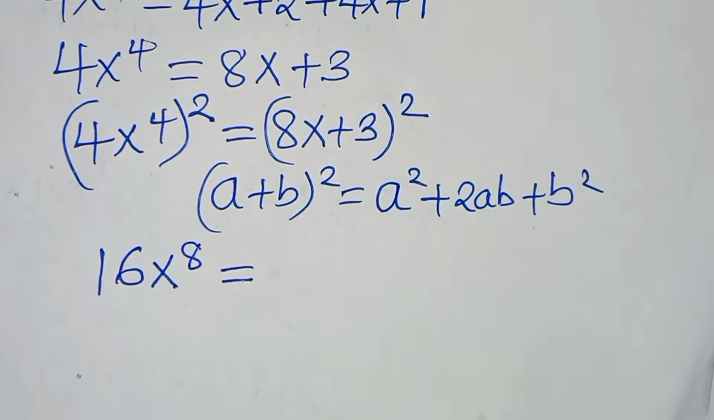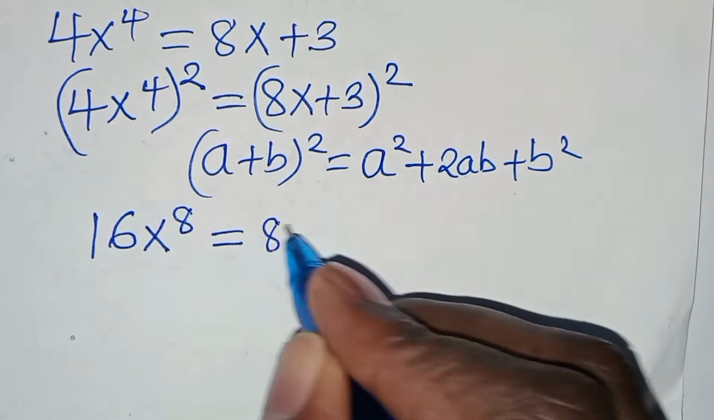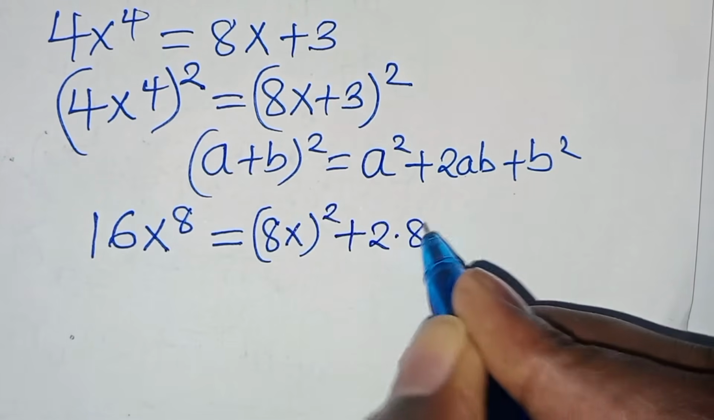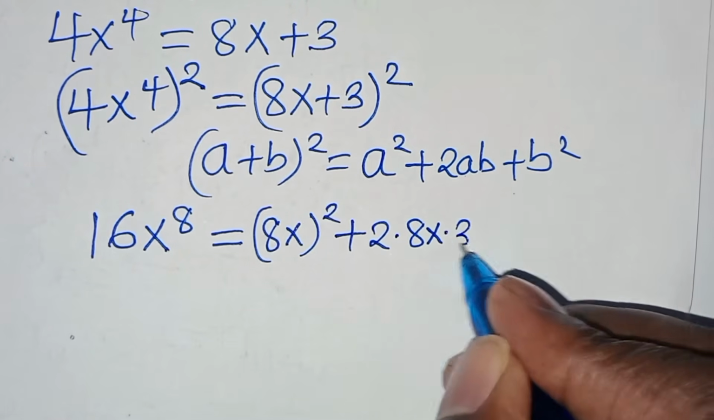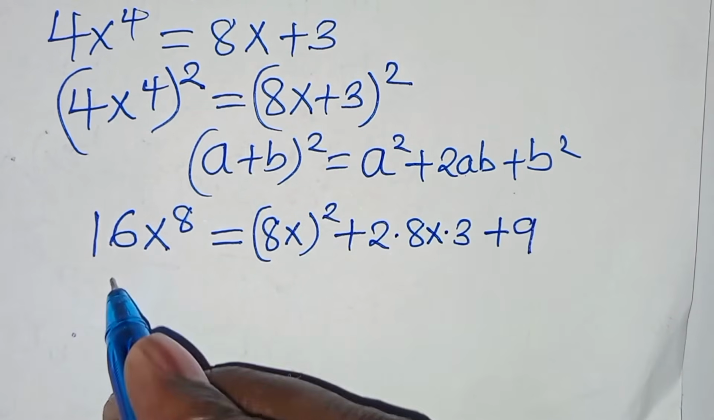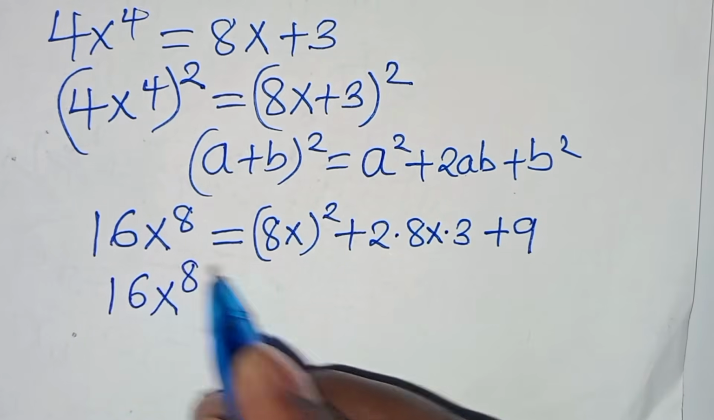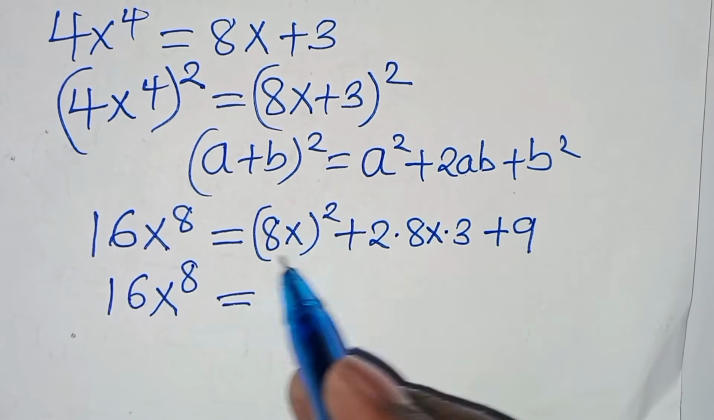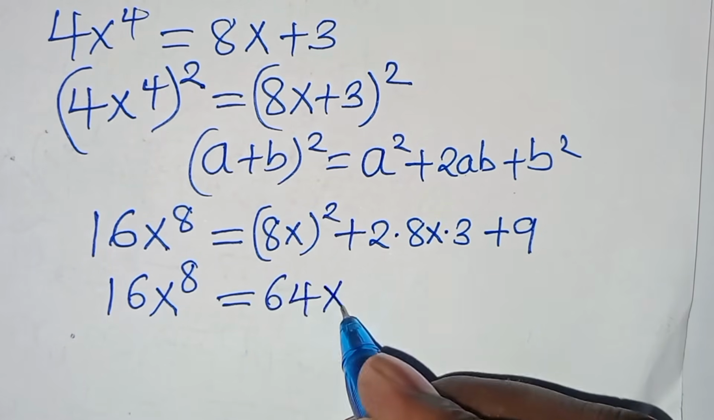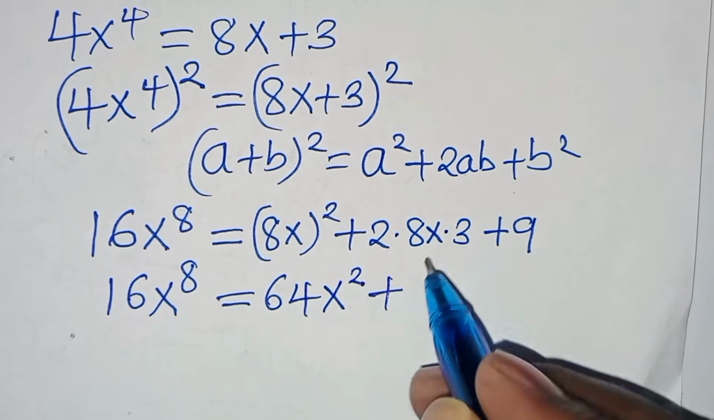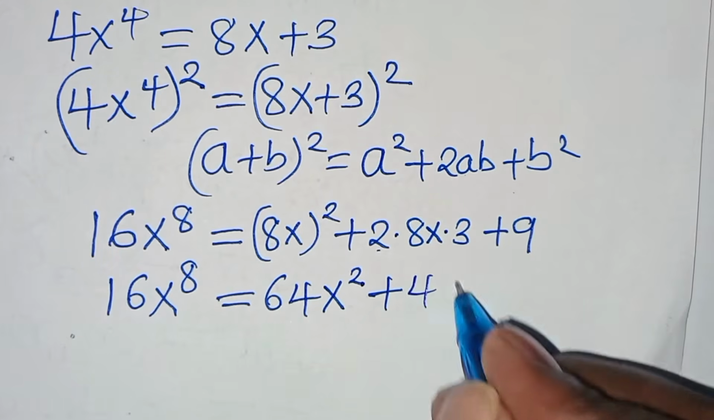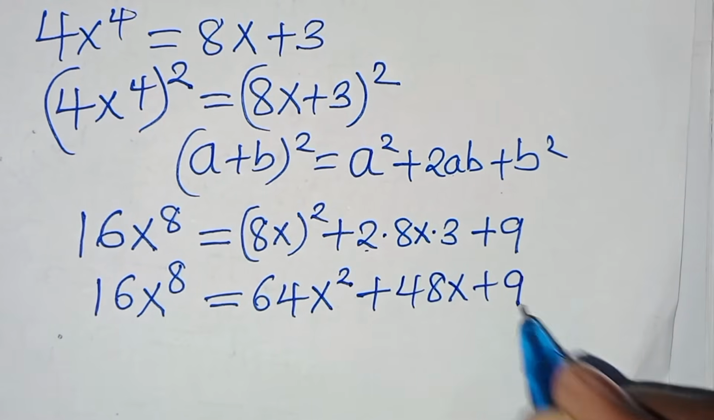This is equal to, now we have 8x squared plus 2 times 8x multiplied by 3, then plus 3 squared, which is equal to 9. So 16x to the power 8 is equal to, now 8x squared is the same thing as 64x to the power 2, plus, now we have 2 times 8x, this is 16 times 3, this is 48x plus 9.